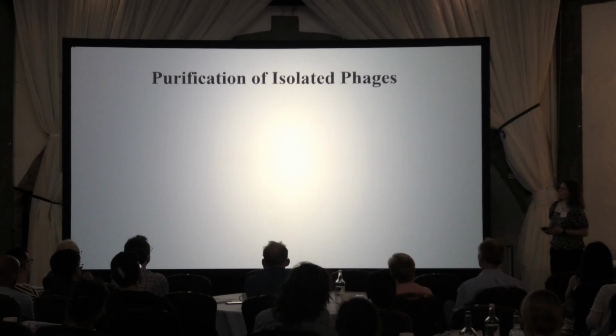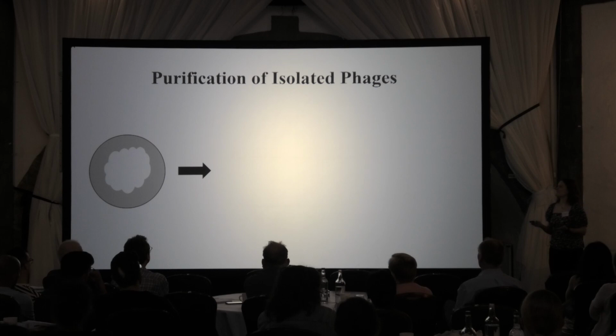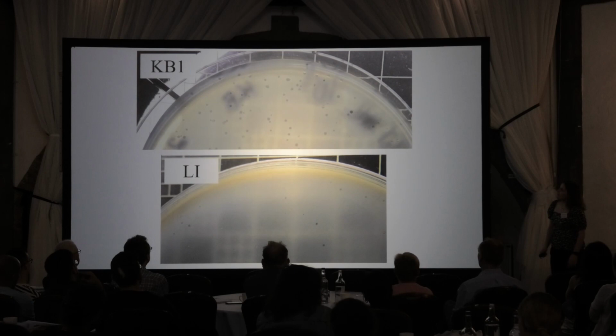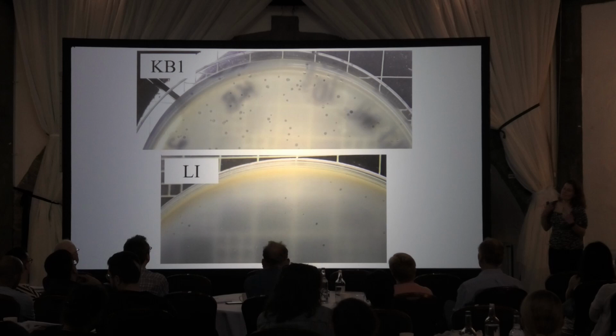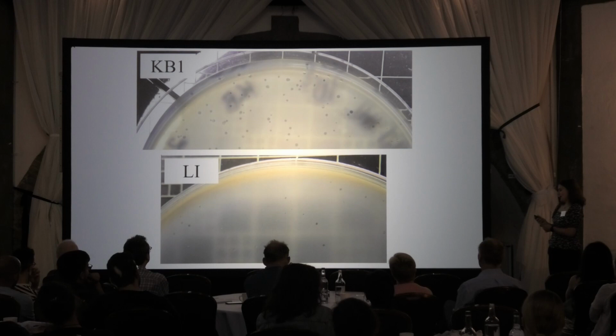So then we have to purify and get isolated phages, which I'm sure all of us know. You streak for isolation, and hopefully you get less and less phage as you streak. Eventually, you hope to get these plaque-forming units that are uniform and similar, indicating to us that we have only one type of phage. On the top there is KD1, and on the bottom is LI.